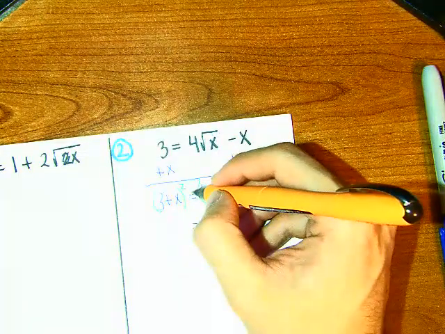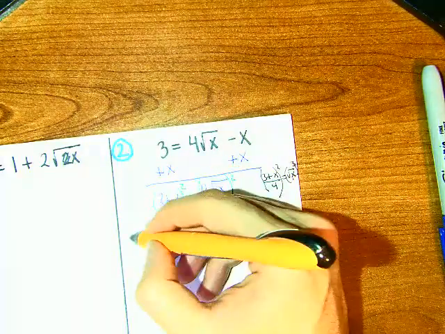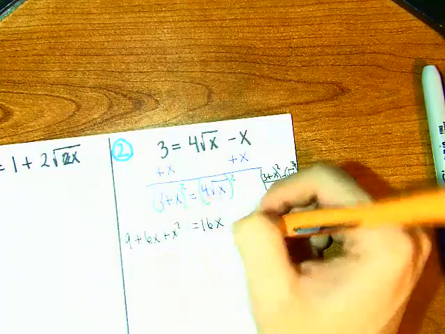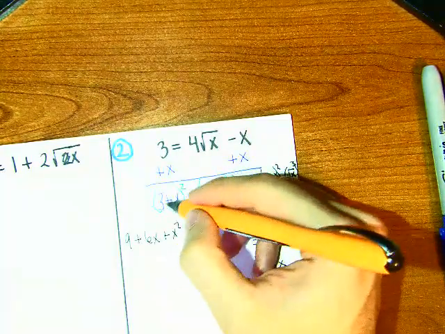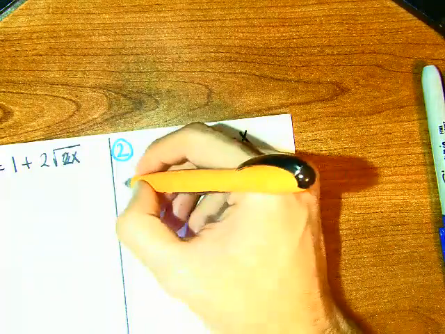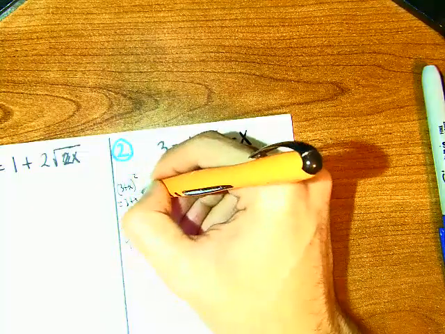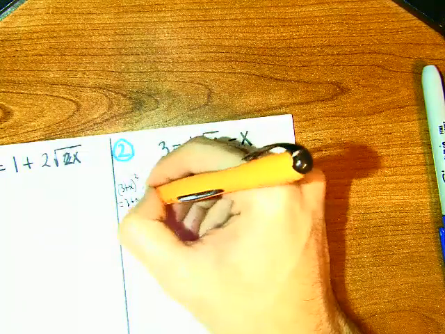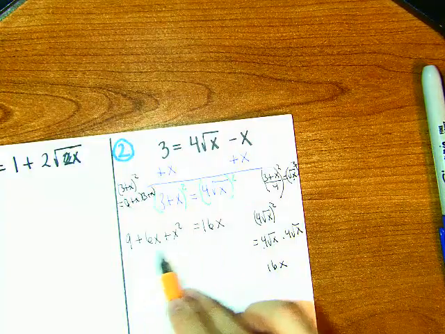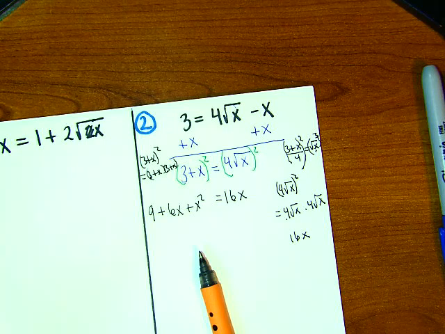So here, if you FOIL this, you should get 9 plus 6x plus x squared. I'm not going to show you how to do this. You know how to do this. Solve it or figure this out by yourself. 3 plus x squared is equal to 3 plus x times 3 plus x, and you FOIL it.